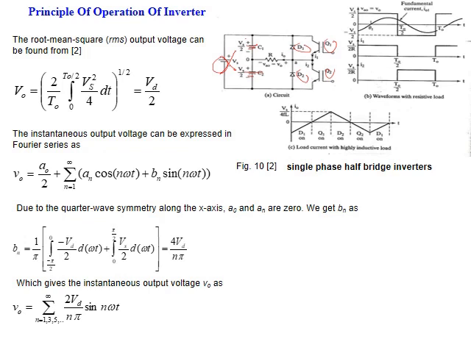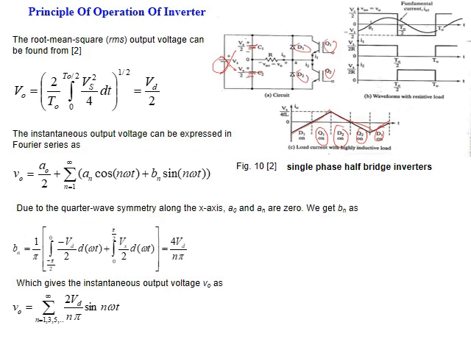And if you come to the current, increase, decrease, as you can see here. When it is positive, Q1 will be on. For negative, the diode D2 will conduct. Q2 will conduct for negative, D1 will conduct for return, and so on. So all the time, the load current will find a path to flow through.